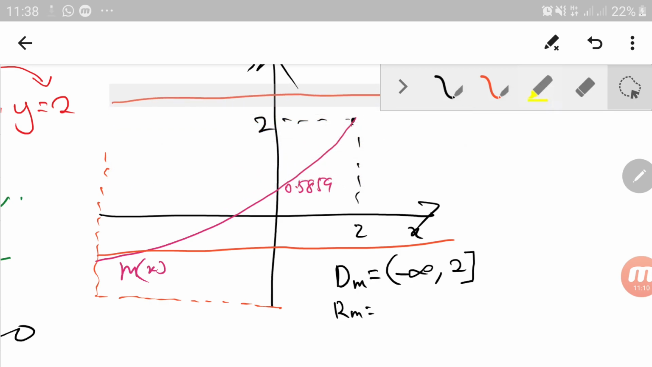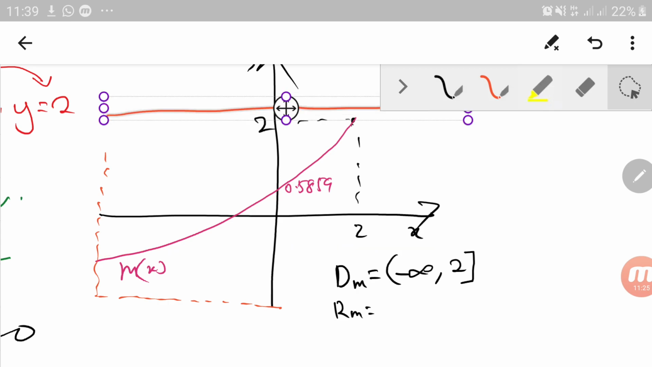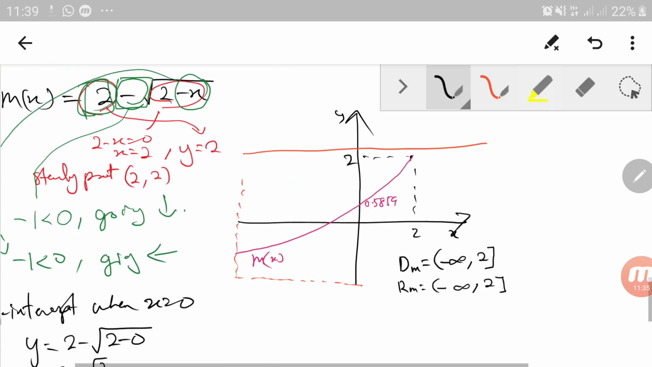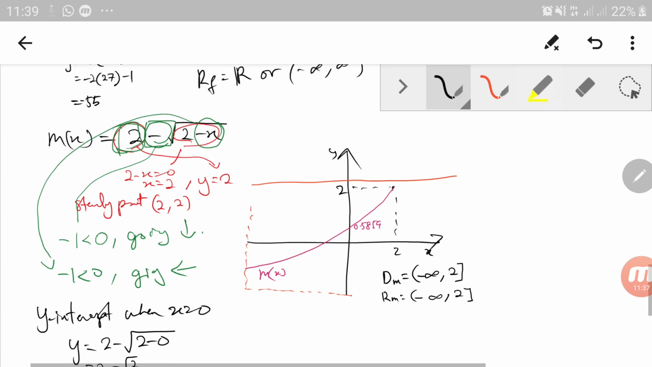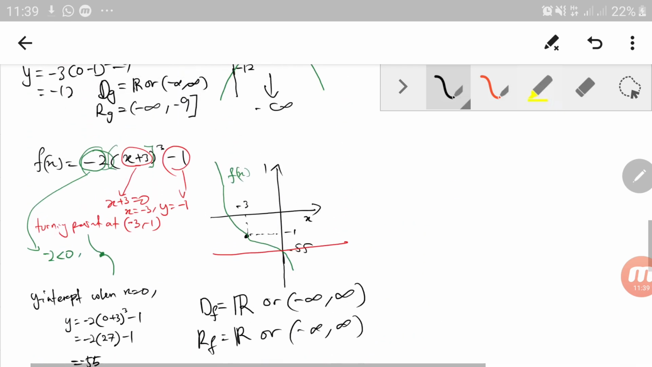Above that, beyond that, it doesn't touch. It means that there's no y defined, or there's no y produced from the function. It's not possible to get y equals 3 and then find the x corresponding to it. Cannot. So the range is from minus infinity until 2. Okay, so that's for the surd function.